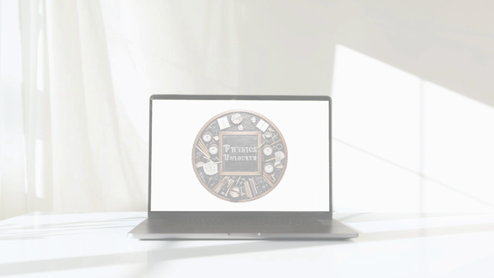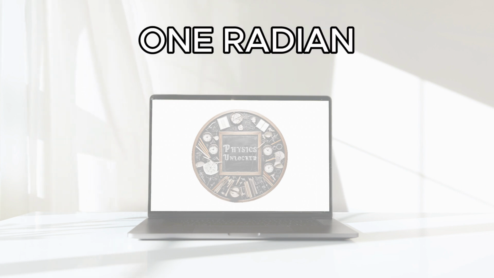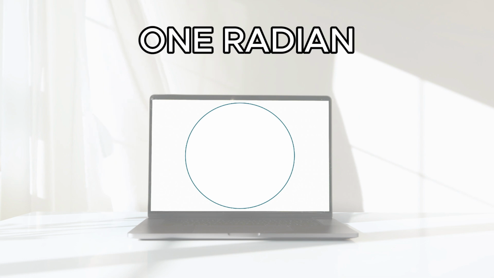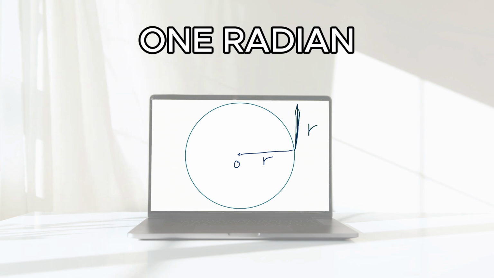Okay, so students, how are we going to define 1 radian? So let's draw a circle and let point O be its center and the length R be its radius. Now let me take this length R and place it here at this point, like this. Now all I do is push it onto the circumference of the circle, and this blue part is still equivalent to the radius of the circle.